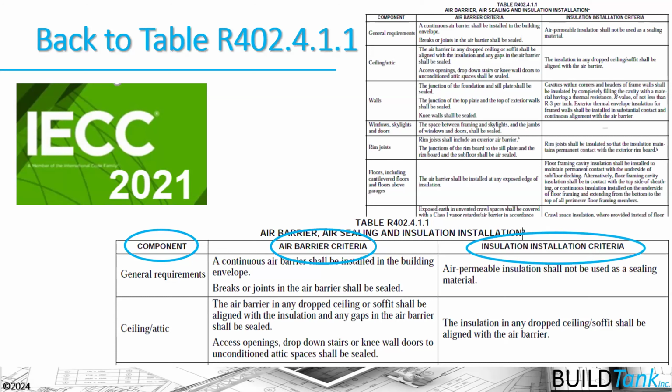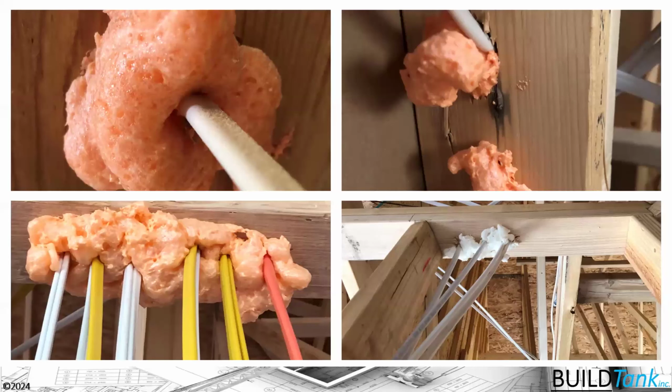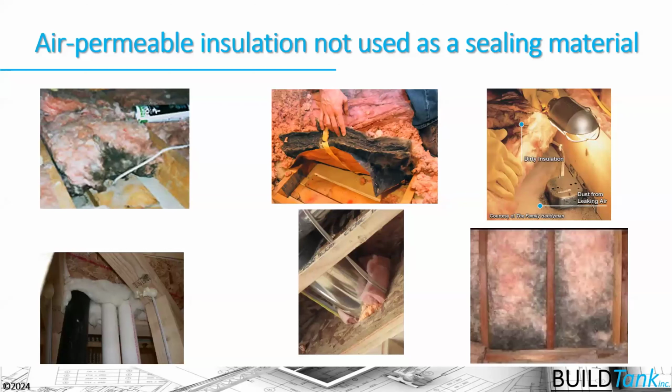So if we look at this more closely, at the general criteria here, we can see that they're calling for the continuity of our air barrier systems, that the building thermal envelope needs to be airtight and all breaks and joints need to be sealed. But we also see that air permeable insulation shall not be used as an air sealing material here. So we're talking about using foams and caulks and whatnot, but we see time and time again materials like this being used as air sealing materials here.